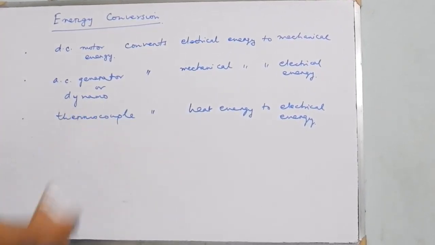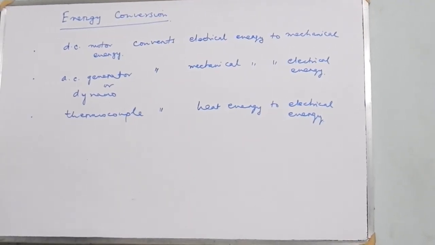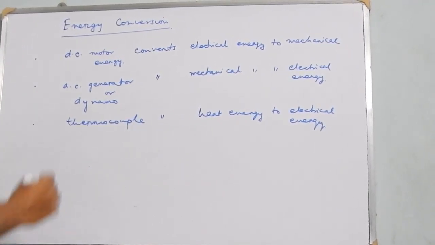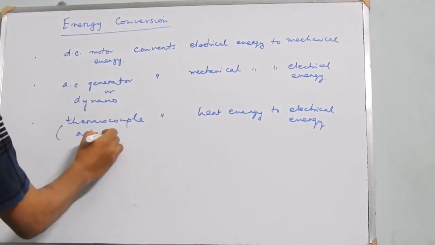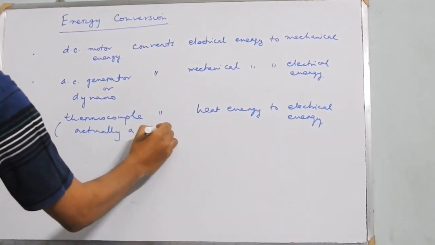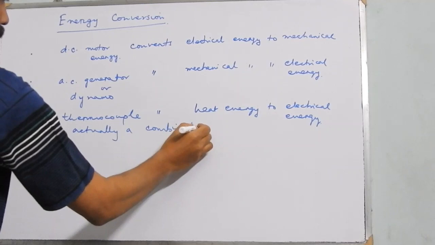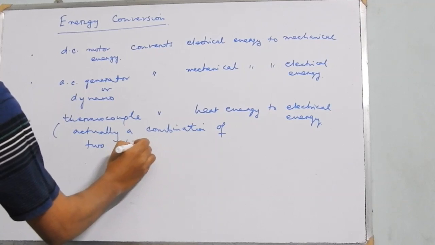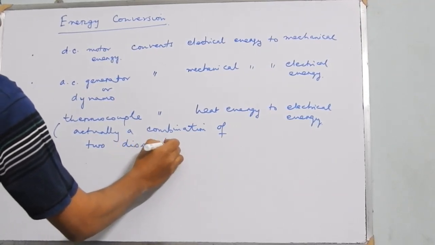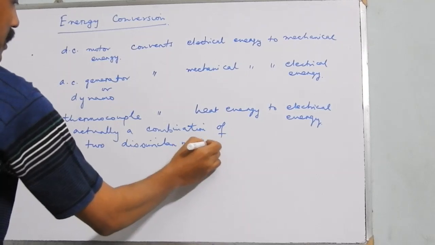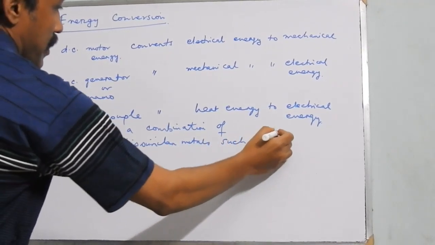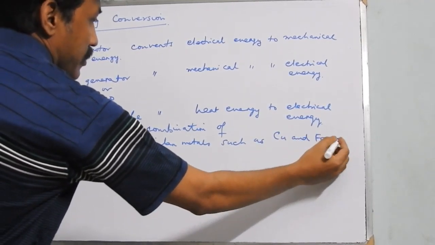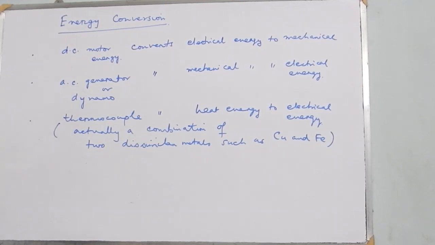Actually, a collection of thermocouples is called a thermopile, and a thermocouple is made by a combination of two dissimilar metals, such as copper and iron, where the junctions of copper and iron are maintained at two different temperatures.